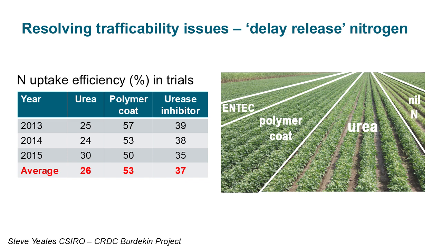efficiency fertiliser options, with the urea over a 3-year period delivering an uptake efficiency of around 26%, compared to the urease inhibitor, which essentially delays the conversion of that applied fertiliser to its nitrate form where it might then be lost from the system. And this increased the uptake efficiency of urea to 37%, to then the polymer coat, which increased uptake efficiency to 53%.